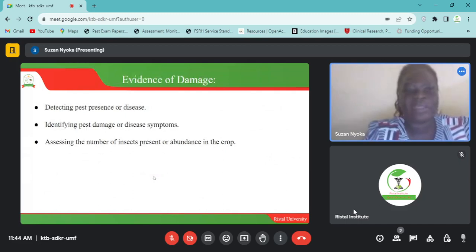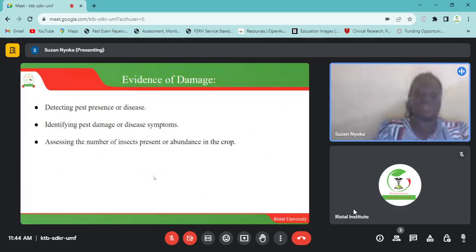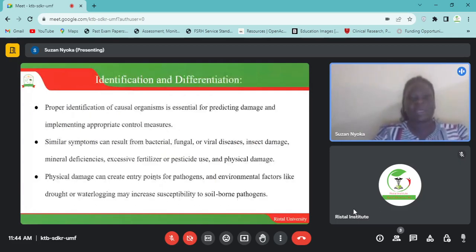Evidences of damage. Detecting pest presence or diseases. It shows it's an evidence of damage. Identifying pest damage or disease symptoms. Assessing the number of insects present or abundance in the crop. Identification and differentiation. Proper identification of causal organisms is essential for predicting damage and implementing appropriate control measures.